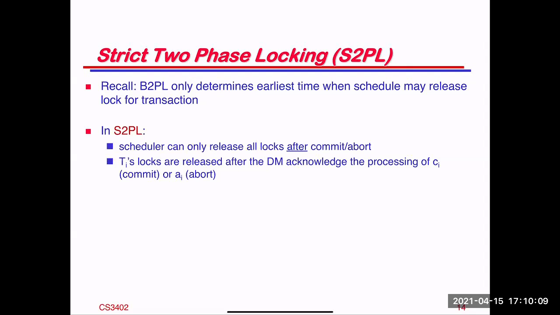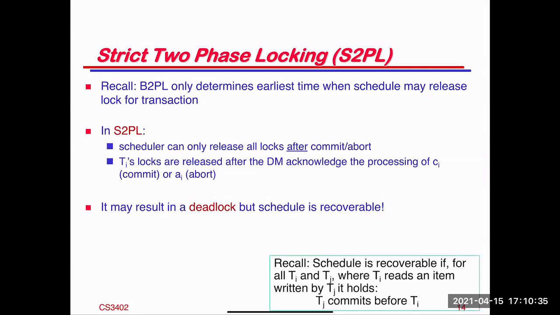Now, in contrast to conservative two-phase locking, in strict two-phase locking, you don't need to acquire all the locks in advance. All right, so what this means is that a transaction Ti's locks are only released after the data manager acknowledges the processing of the commit event Ci or the abort event. Strict two-phase locking may result in a deadlock, so it's not as strong as conservative two-phase locking, but it still gives us recoverable schedules, where recoverability is defined as I mentioned before the break.